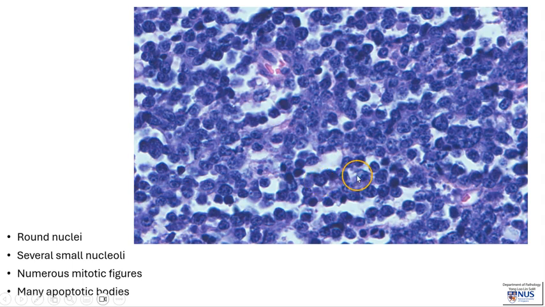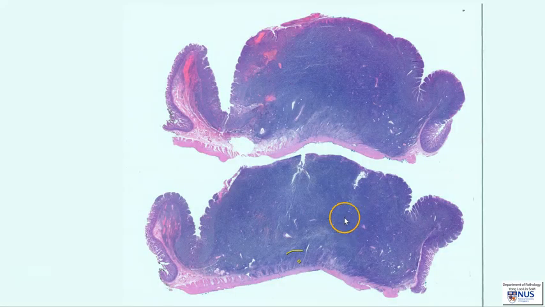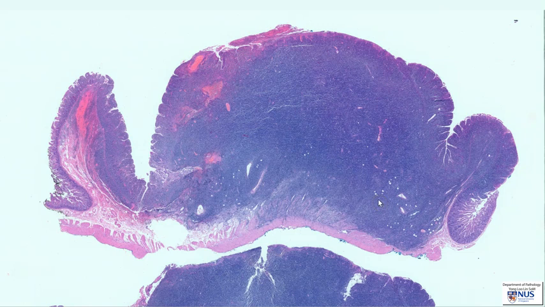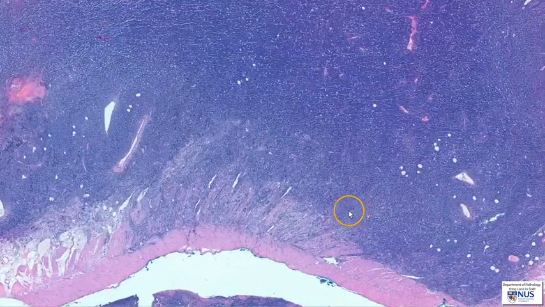And on high magnification, the lymphocytes have round nuclei with several small nucleoli. There are usually numerous mitotic figures and also many apoptotic bodies. Hence, in summary, this is an example of Burkitt lymphoma of the small intestine where we have a diffuse, ill-defined infiltrate of neoplastic lymphocytes almost through the full thickness of the small bowel wall.